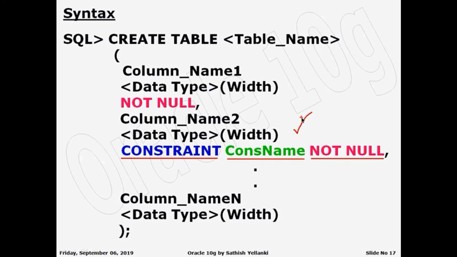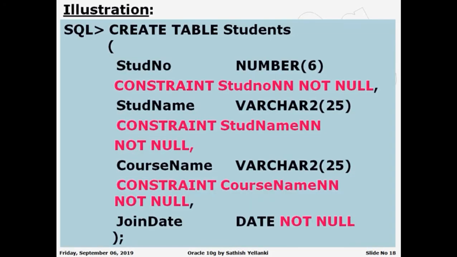So you can just watch here. We are creating a table called students. Then we are having the student number, data type. Now this is the constraint keyword. This is the name of the constraint that we are giving, and this is the constraint type. The moment I declare this constraint, I am telling the end user that in this column at any point of time nulls cannot be collected.